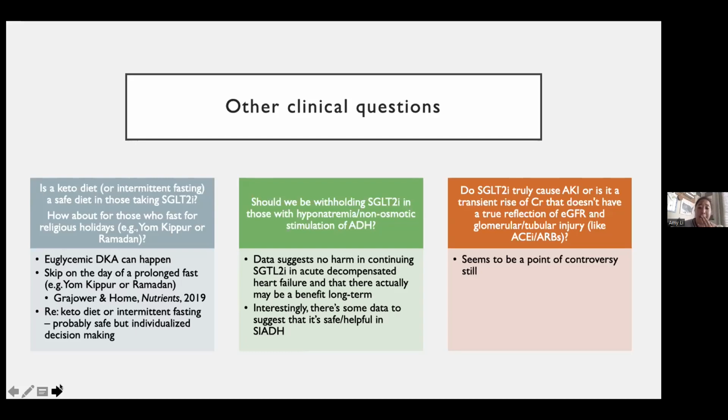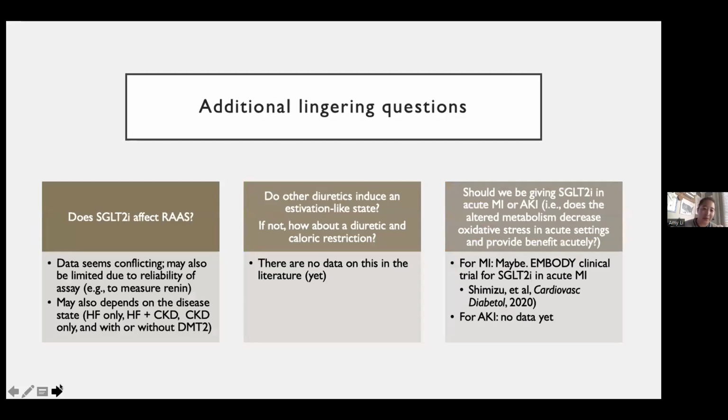And then of course, I think there's going to be the lifelong question of, do SGLT2s actually cause AKI, or is it a transient rise of creatinine that doesn't have a true reflection on the eGFR, kind of like ACE inhibitors? I think it's still a point of controversy. I don't have a great answer there. All right. The next slide ends with several other questions I've had.